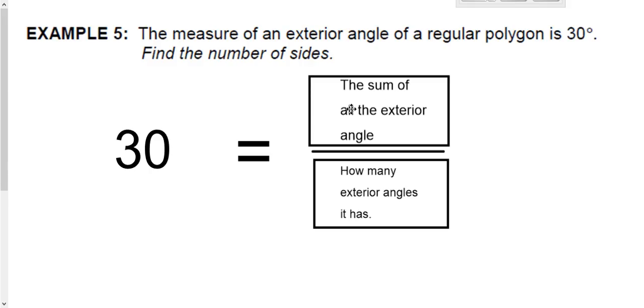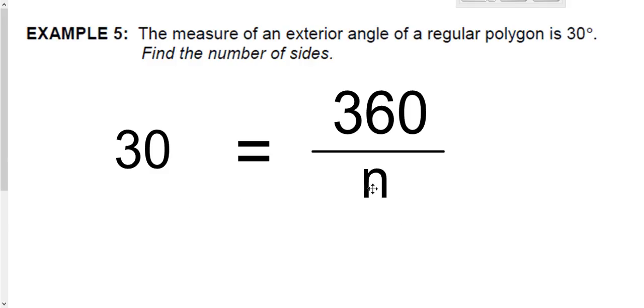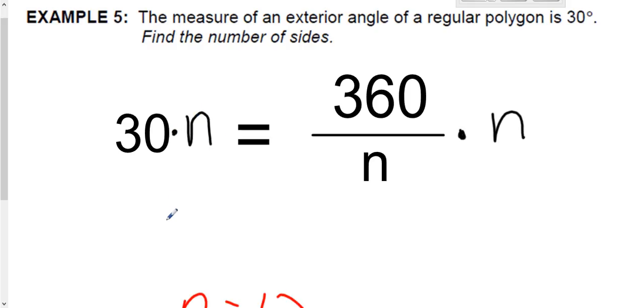It equals what? The sum of all the exterior angles, which is always 360 degrees, divided by how many sides it has, and that's what we're looking for. So this is how we set up the equation. And similarly, like in the other one, we got that n on the bottom. So what we want to do is get rid of this division by n, and multiply by n. There is another way to teach you, but this is probably the easiest way. So we multiply this side by n.